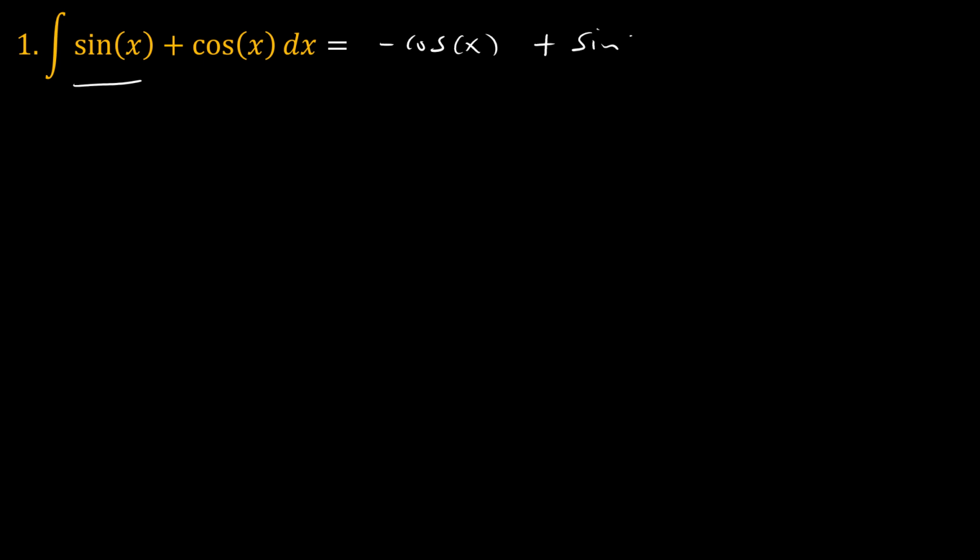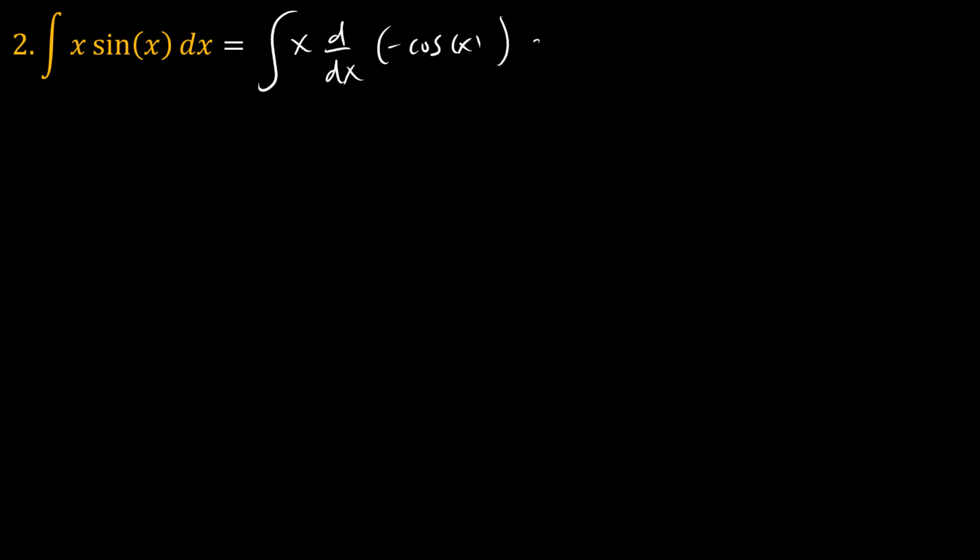First problem, this is actually a very simple problem. The indefinite integral of sine x plus cosine x. So we can go item by item. The integral of sine x is negative cosine x. The integral of cosine x is sine x, right? And then we have our integration constant. And that, ladies and gentlemen, is our answer. So nothing really complicated on that. Let's move forward and solve the next problem.